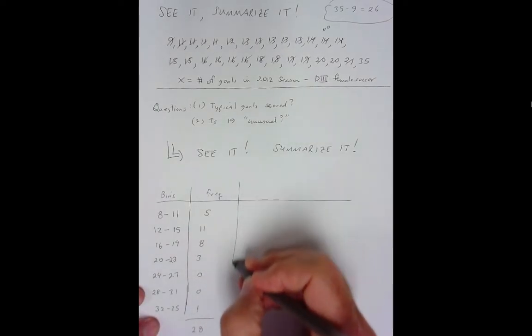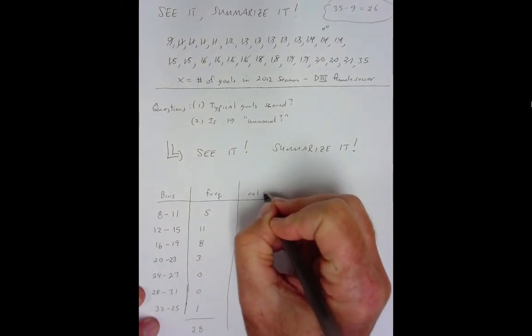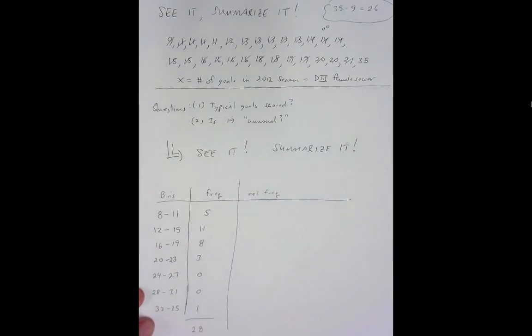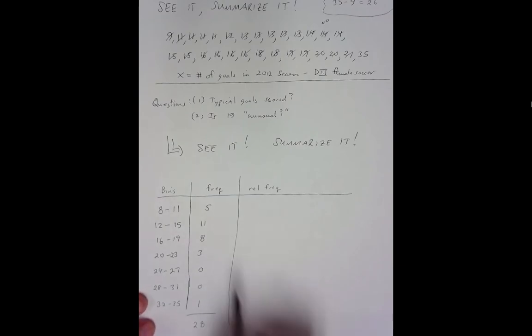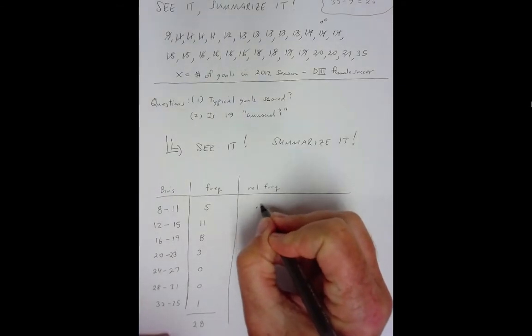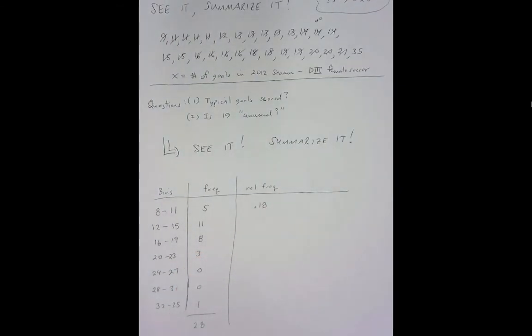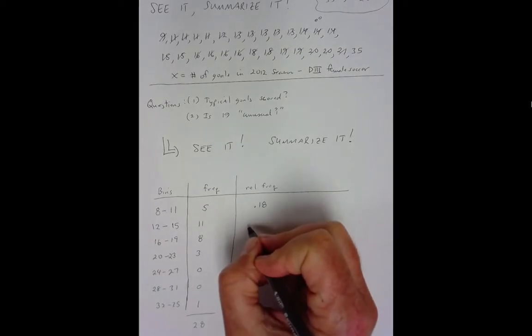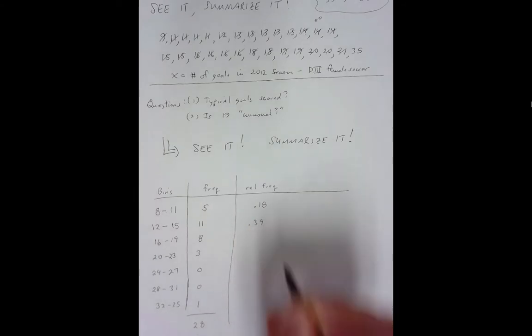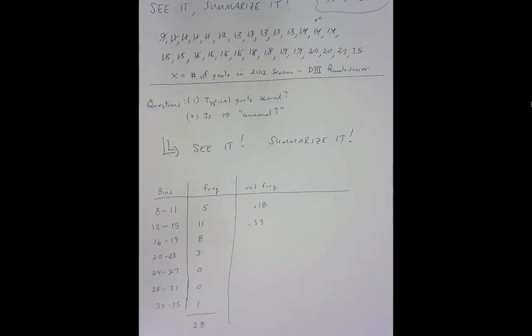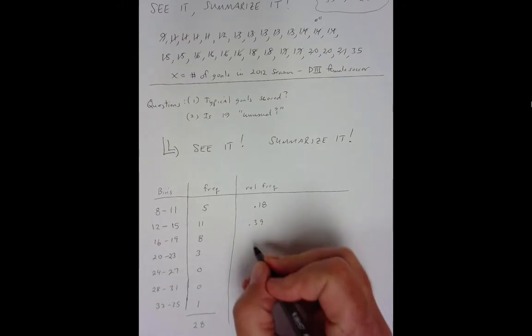So I could also create what's called a relative frequency distribution. So 5 out of my 28, with my handy dandy calculator here, gives me 0.18. 11 out of 28 gives me 0.39. 8 out of 28 gives me 0.29.